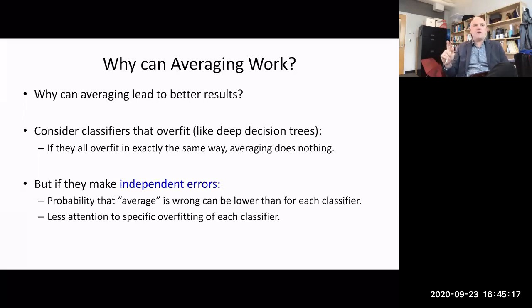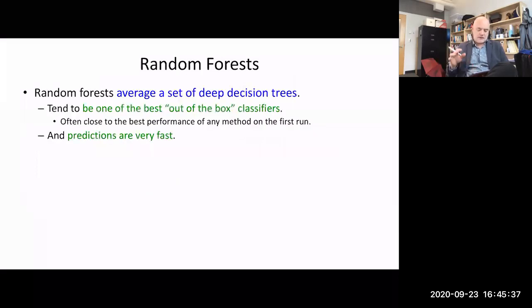But if you modify the trees in a nice way such that they make independent errors, right, then the probability that the average is wrong can be lower than that for each individual classifier, right? Which is to say, the average basically pays less attention to the specific overfitting of each classifier. And this is really what's going on in random forests, okay? So random forests average a set of deep or deep-ish decision trees, okay? And they tend to be one of the best out-of-the-box classifiers.